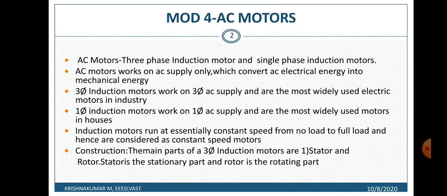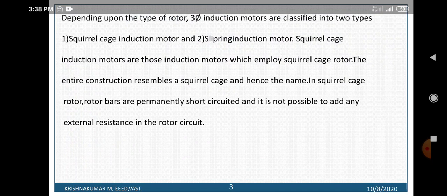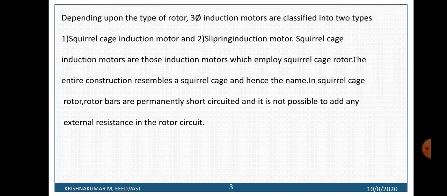Even then we can call it a constant speed motor, because even though there is a slight variation in speed, those variations are negligibly small. Therefore, we can consider these motors as constant speed motors. What are the main parts of a three-phase induction motor? In this module, we are going to discuss three-phase induction motors. The main parts of a three-phase induction motor are stator and rotor.